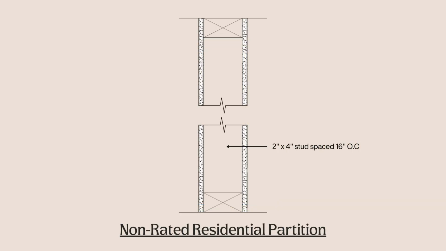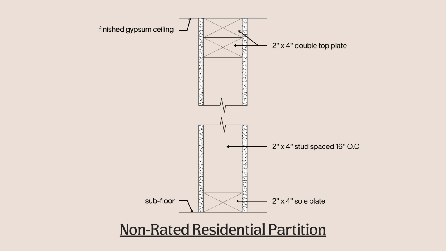Studs in residential construction typically start at the subfloor and end at a gypsum ceiling. To hold the studs in place, a 2x4 piece of wood is placed at the base, which is called a sole plate, and a 2x4 piece of wood is used at the top, which we call a top plate. Sometimes you will see two 2x4 pieces of wood at the top, which is known as a double top plate.